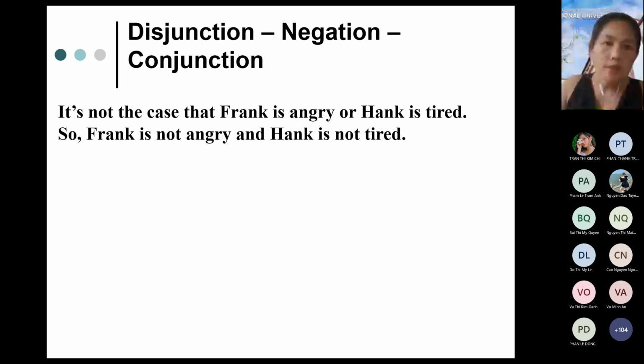It is something with the "not" here, but be careful because we have "it is not the case that." So if it is just the "not," we know that the not means the negation. But when you have "it is not the case that," it means it is the negation of the whole phrase behind. And the whole phrase behind here is Frank is angry or Hank is tired. Now, please spend time to do this exercise. And make sure you have all of the components of the answers, okay? I expect that.